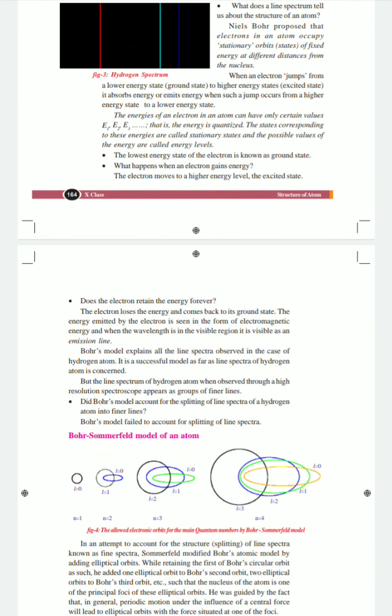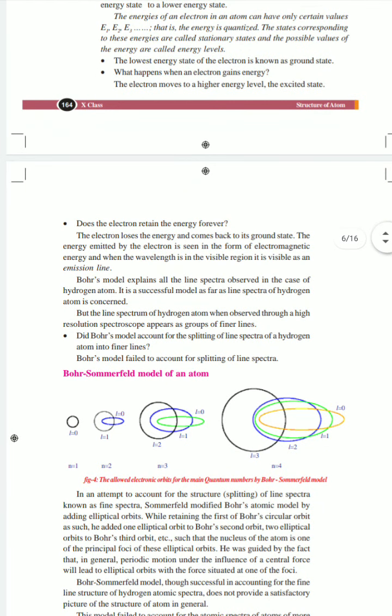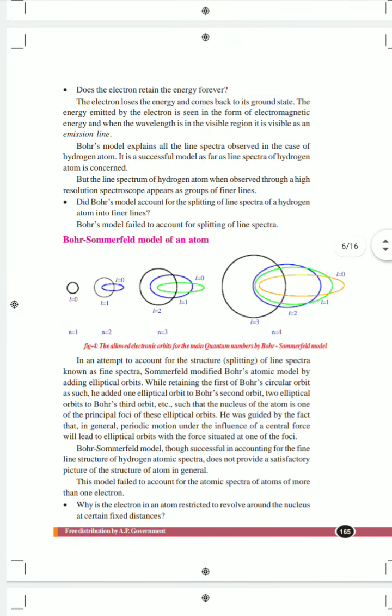So that's why Niels Bohr's model of the atom's structure fails completely. So according to that, we are going to another model of the structure, that is the Bohr-Sommerfeld model of the atom. Bohr-Sommerfeld model of the atom.